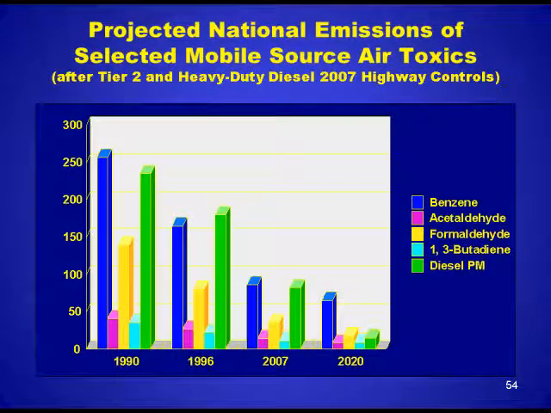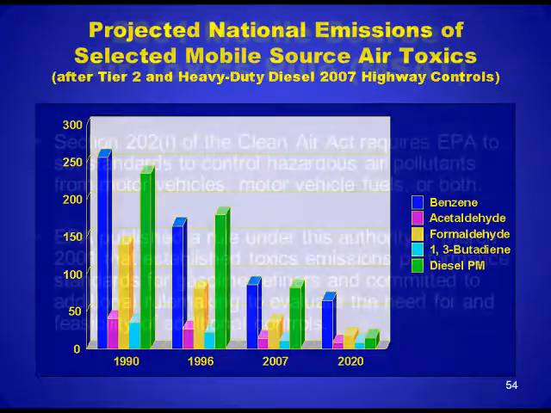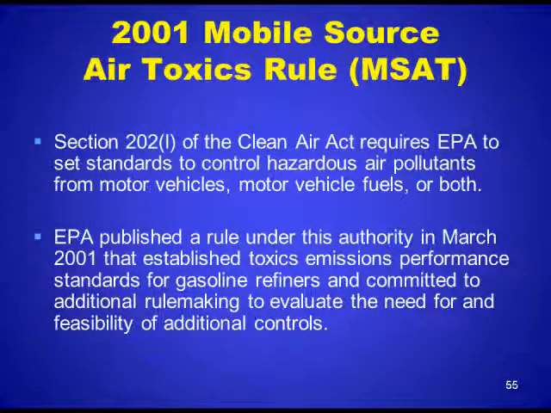This is the projected national emissions of selected mobile air toxics over time. Now you can see the reductions that we're expected to achieve as a result of Tier 2 and the heavy-duty diesel 2007 highway controls. In 2001, EPA promulgated the Mobile Source Air Toxics Rule, MSAT.